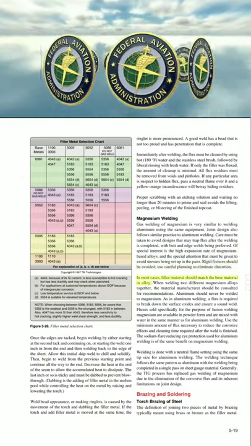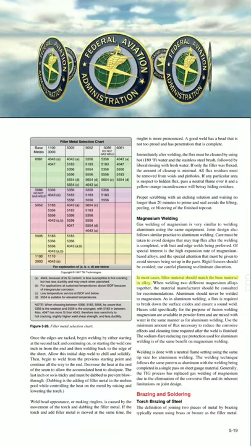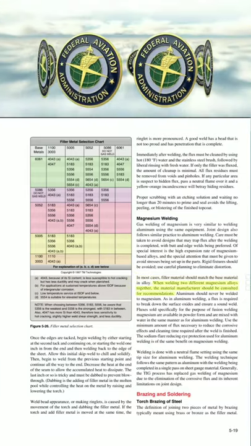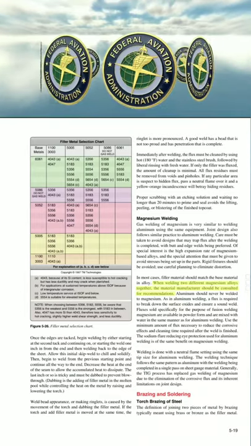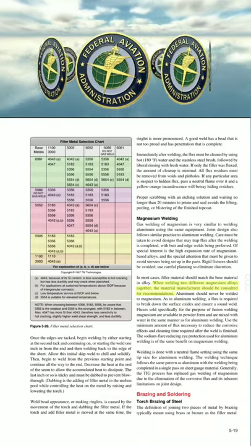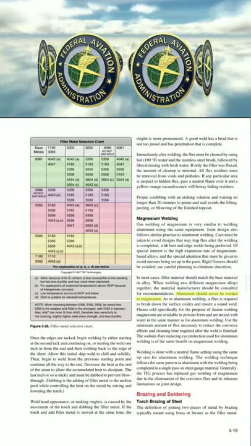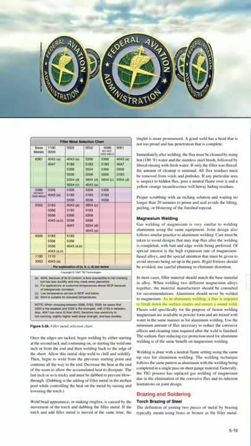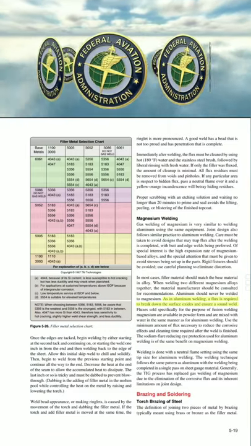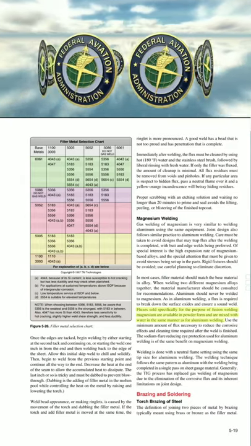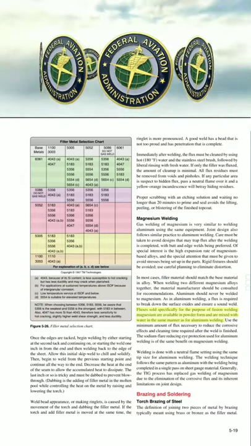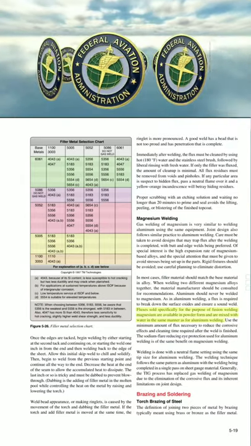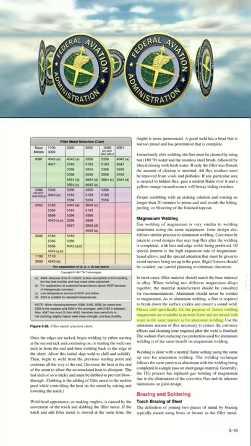In most cases, filler material should match the base material and alloy. When welding two different magnesium alloys together, the material manufacturer should be consulted for recommendations. Aluminum should never be welded to magnesium. As in aluminum welding, a flux is required to break down the surface oxides and ensure a sound weld. Fluxes sold specifically for the purpose of fusion welding magnesium are available in powder form, and are mixed with water in the same manner as for aluminum welding.